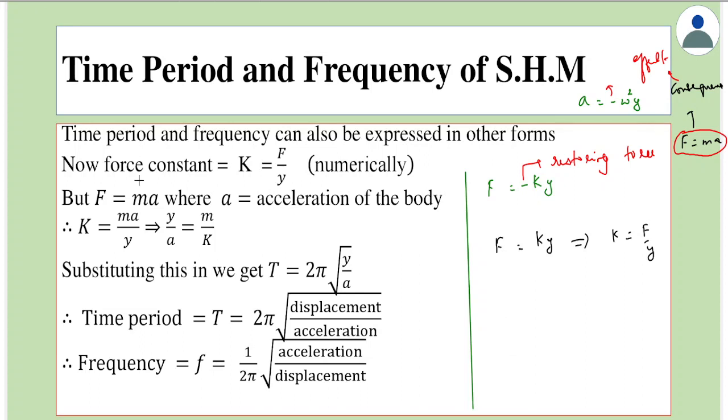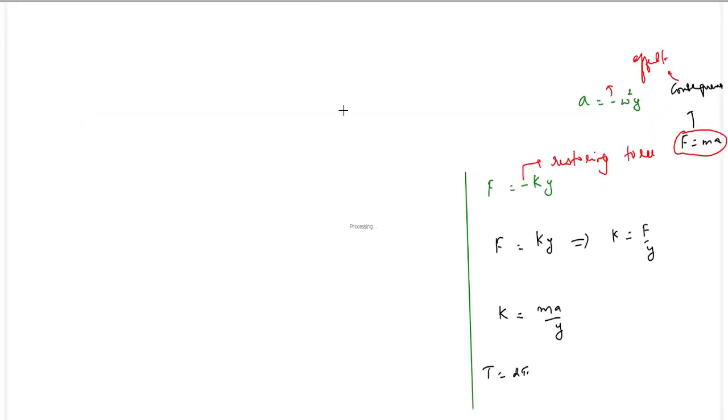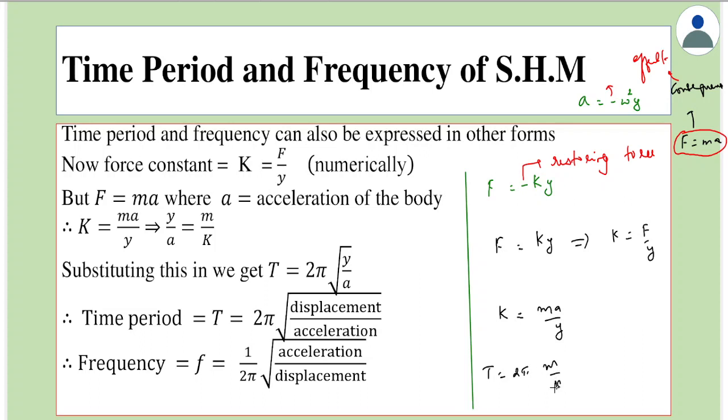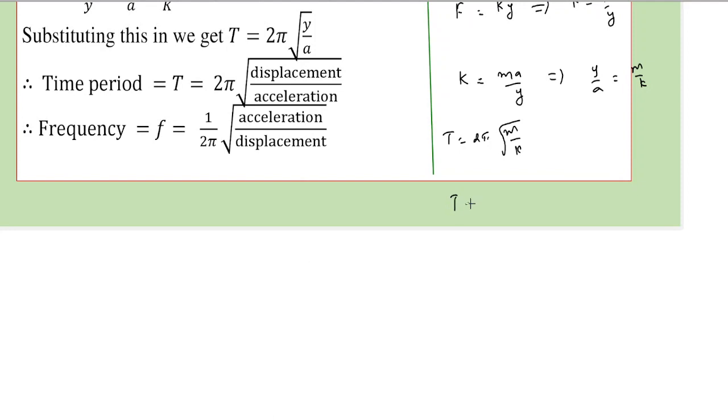So putting that here, we get k is equal to m into a by y. But recall what T was. T was 2 pi under root of m by k. So from here, m by k becomes y by a. So y by a is equal to m by k. When we put it back here, we get time period is equal to 2 pi under root of y by a, where y is the displacement and a is the acceleration.